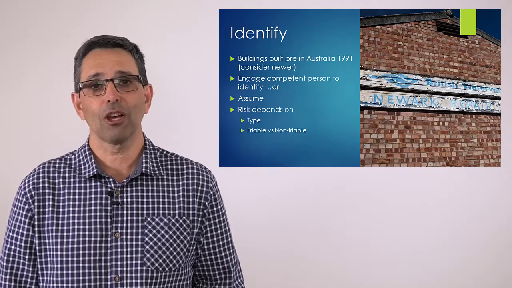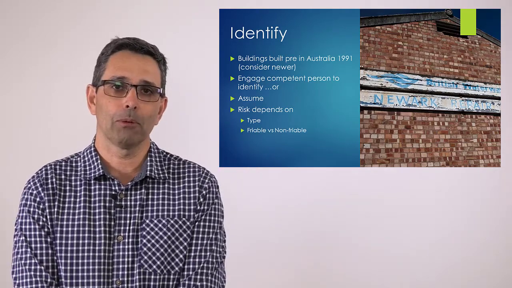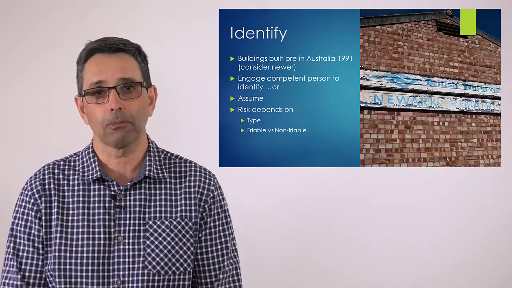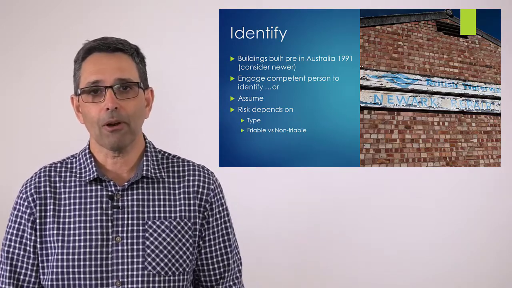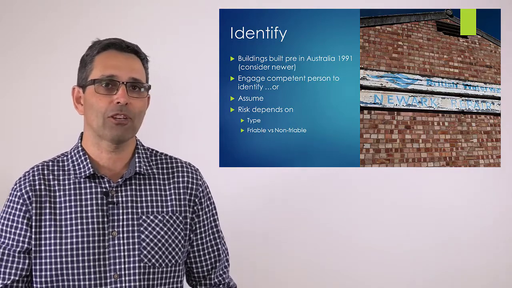So how do you know whether a building really has asbestos in it? You really need to engage a competent person to do that identification. It's not something that can be done by the average person. You can also just assume that it is in there because the building was built around the time when asbestos was prolific. Both of those are okay, and they'll both lead towards the same types of actions.